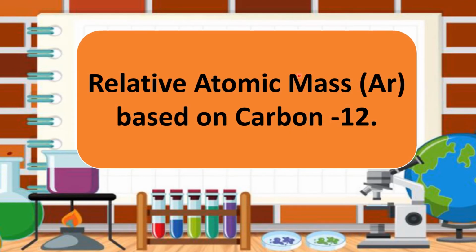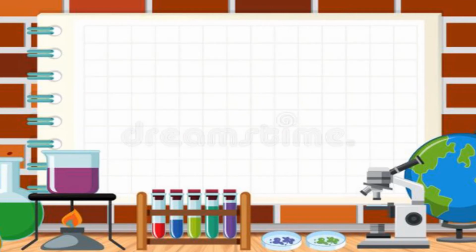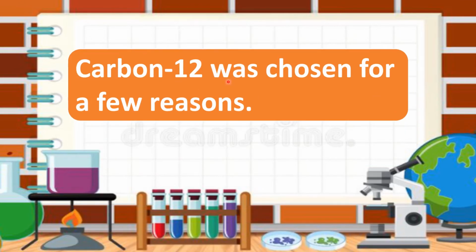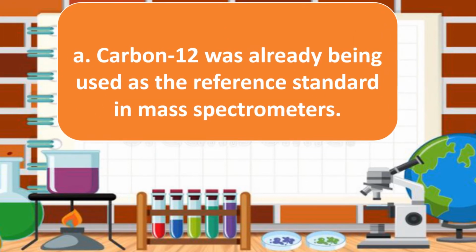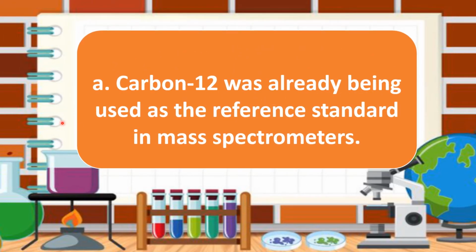So the relative atomic mass, or Ar, is based on carbon-12. This is the standard atom. Carbon-12 was chosen for a few reasons. These are the reasons why carbon-12 was chosen as the standard atom. Letter A: carbon-12 was already being used as the reference standard in mass spectrometers.